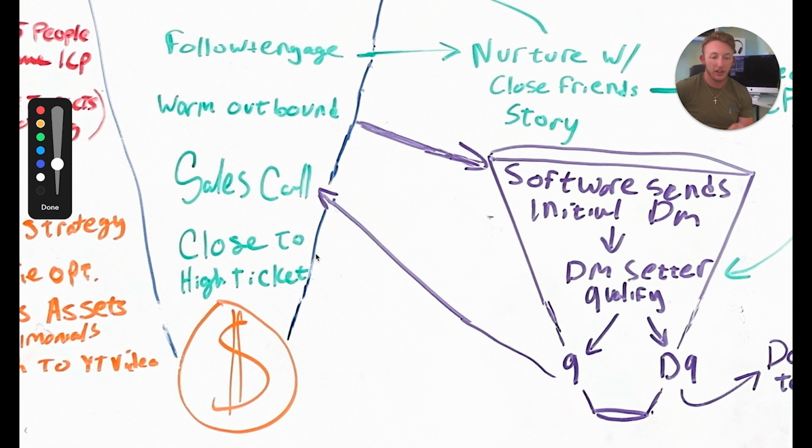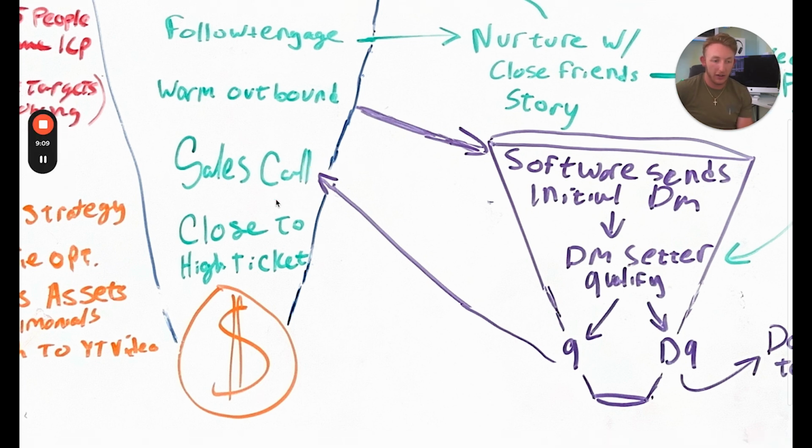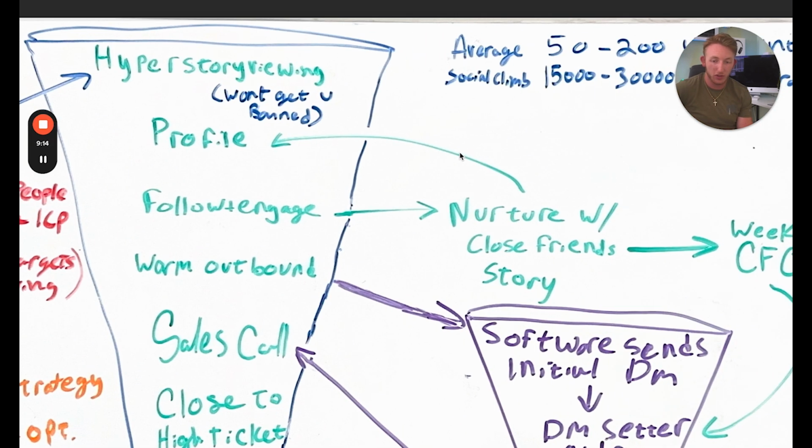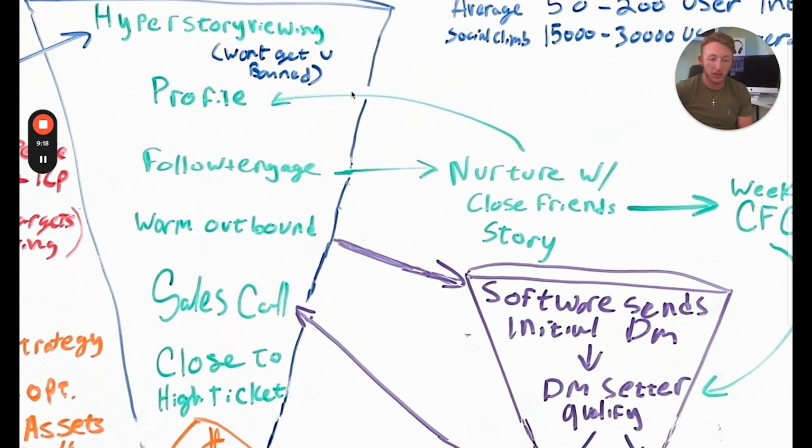And so that's where this really, really gets important, right? If you don't have the right targeting, if you don't have the right ICP, if you're not doing the hyper story viewing, or if you skip any of these steps, you're going to be left in the dust. And so that's where this is super, super important.